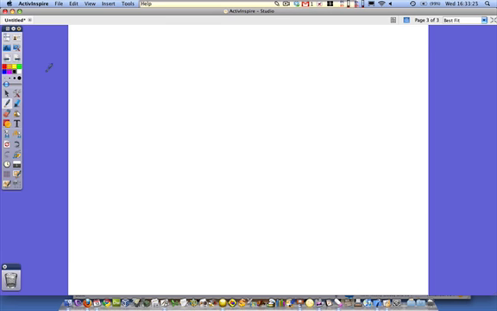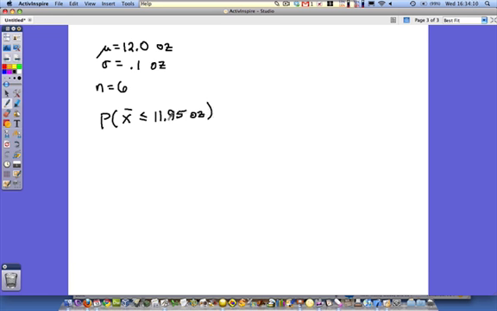For the first example, let's do a sample mean example first. Let's suppose we've got Coke bottles. Coke cans are supposed to have a mean of 12 ounces of Coke in them. Let's say the standard deviation is 0.1 of an ounce. A sample is taken of a 6-pack, so the sample size is 6. We measure how much Coke is in each of the cans and find the average. What is the probability that that average is less than 11.95 ounces? In other words, what's the probability our sample mean is going to be less than what it's supposed to be by 0.05 ounce?